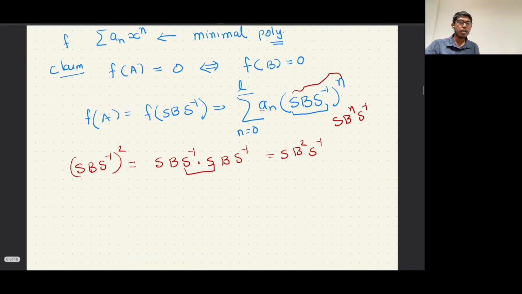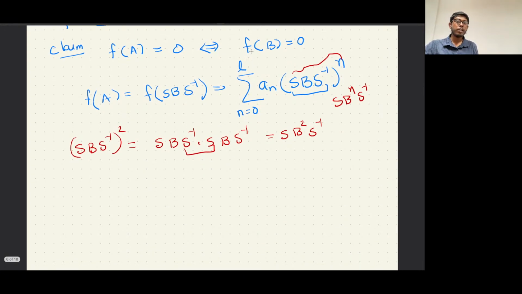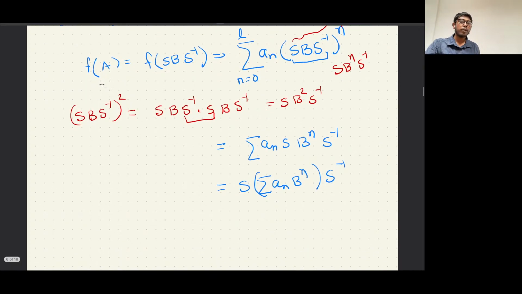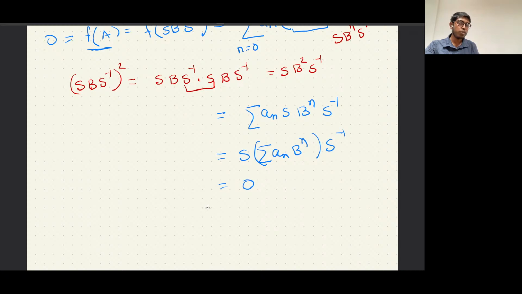Okay, and therefore we can write that this equals the summation of a_n S B to the n S inverse. Now I can take this S outside the summation: a_n, B to the n, and then S inverse. So you see that if f of A equals 0, then this will also be 0, and S is an invertible matrix, which implies the summation of a_n B to the power n is also 0. So this says that whatever polynomial A satisfies, B must satisfy the same polynomial.